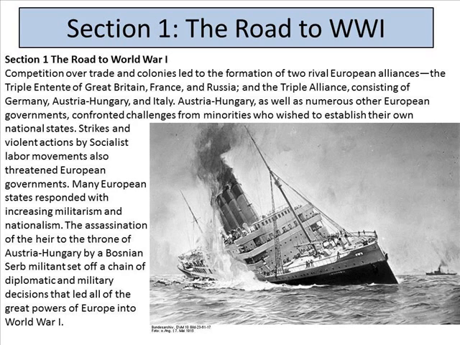Competition over trade and colonies led to the formation of two rival European alliances, the Triple Entente of Great Britain, France, and Russia, and the Triple Alliance consisting of Germany, Austria-Hungary, and Italy. Austria-Hungary, as well as numerous other European governments, confronted challenges from minorities who wished to establish their own national states. Strikes and violent actions by socialist labor movements also threatened European governments. Many European states responded with increasing militarism and nationalism.